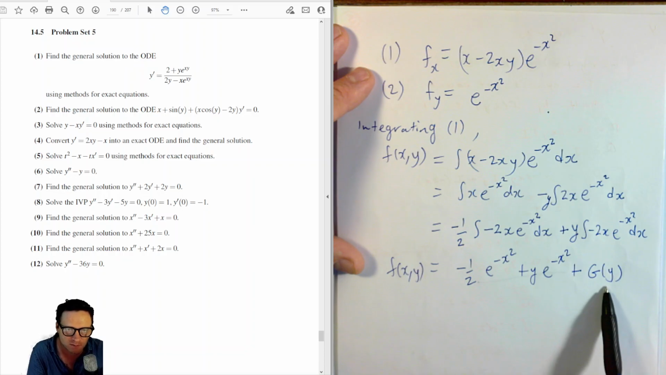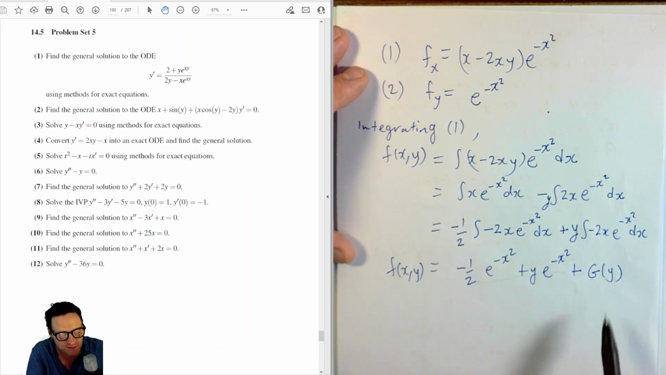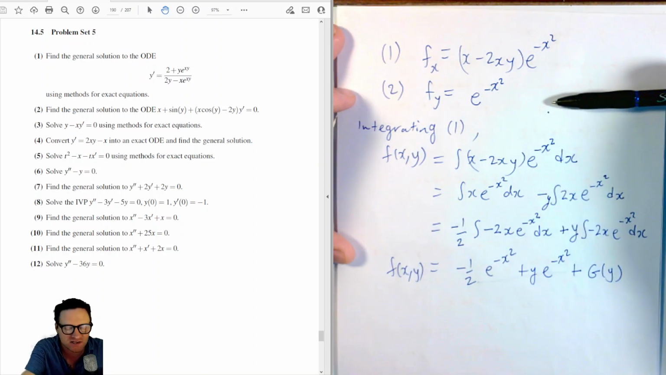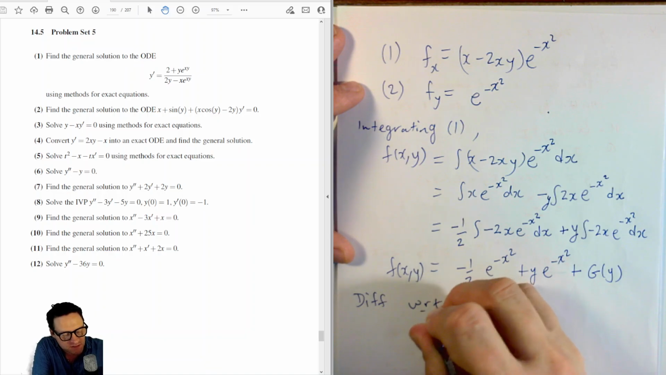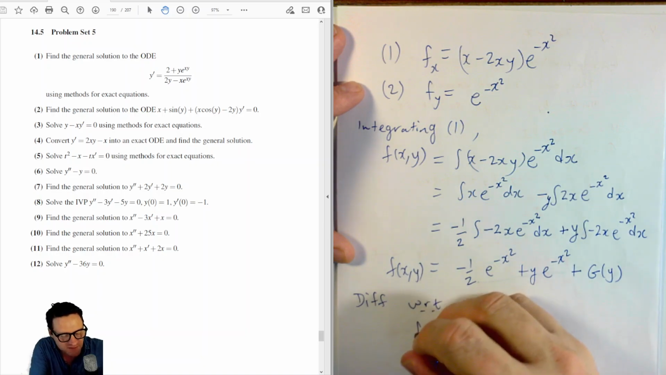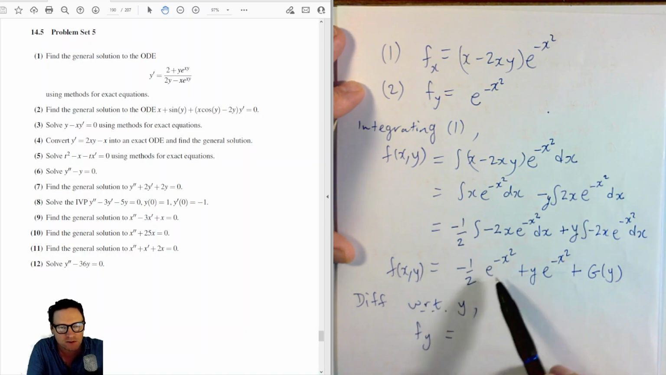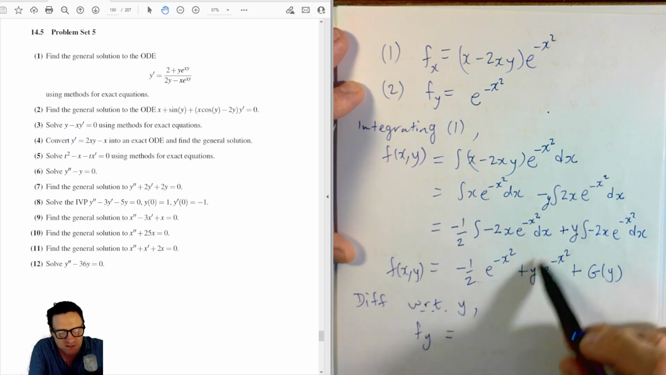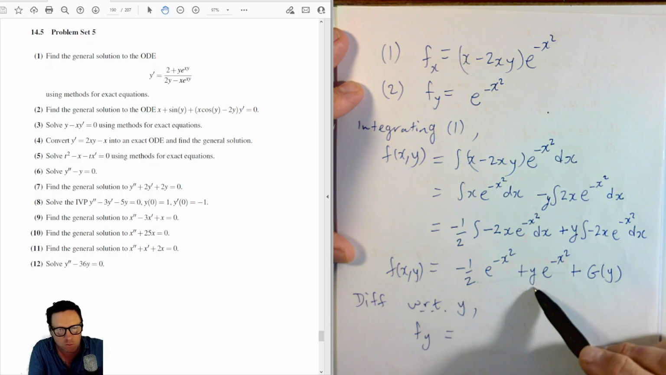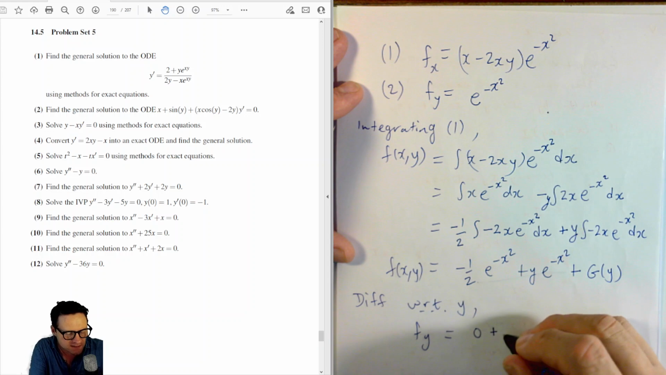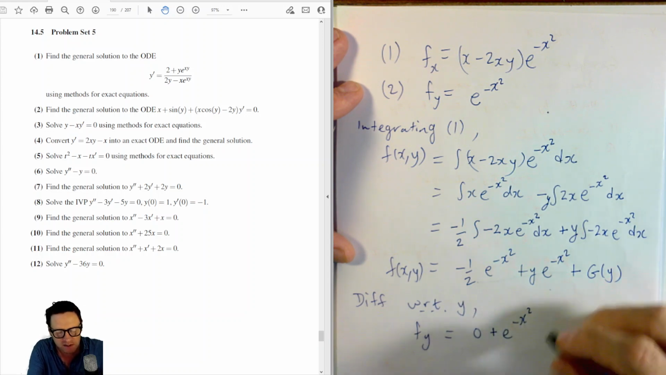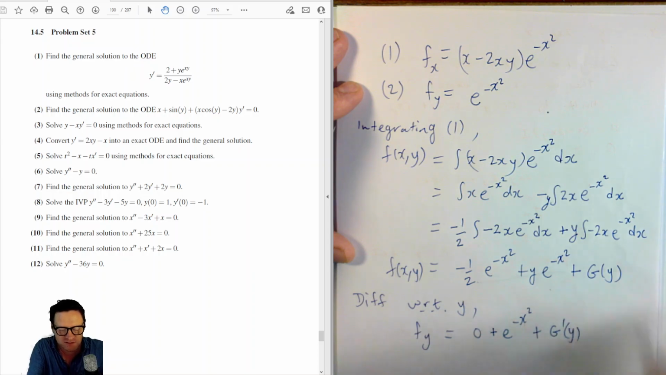But we need a little bit more information about what this g function is. And so now we need to take the partial derivative of this equation with respect to y so that we can compare it with equation 2. So differentiating with respect to y partially, we have f subscript y equals, now this one goes to 0 because we don't have any y's there. And this we can pull out the front and differentiate y with respect to y partially, and we just get 1 for the derivative, and so we get 0 plus e to the minus x squared for this one, and then plus g dash of y for this one.